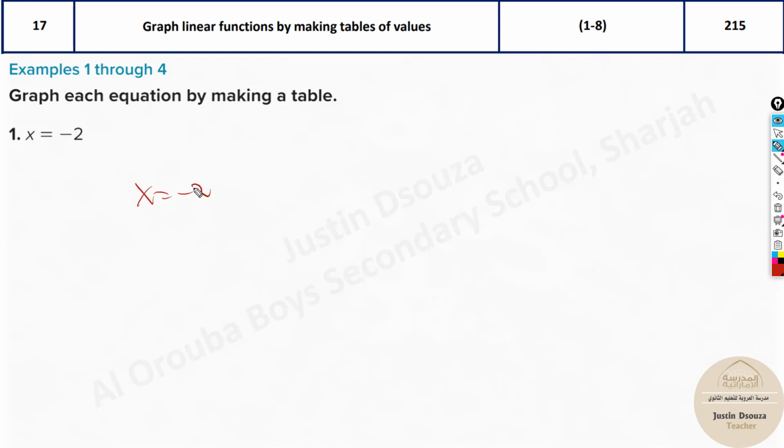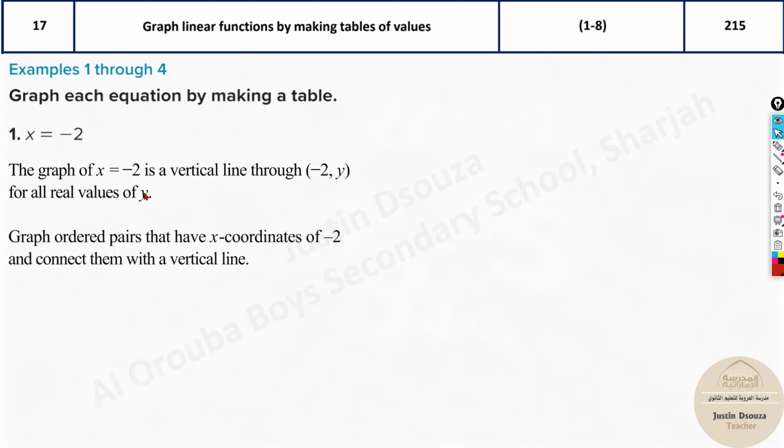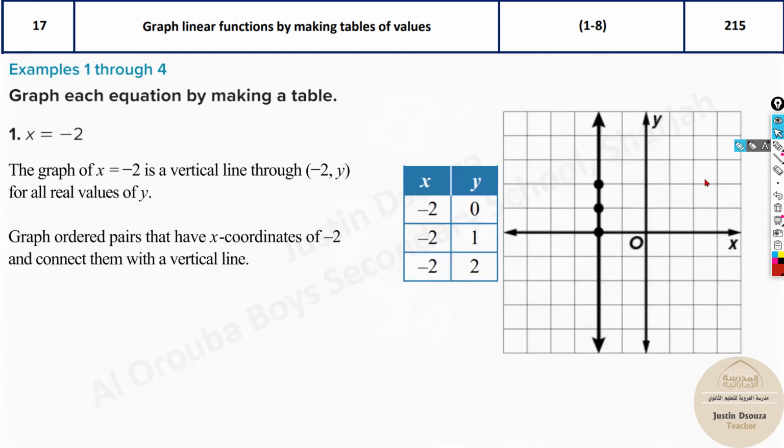So it doesn't matter what y value you assume: 0, 1, 2, 3, 4. Usually we assume x values, but here x is already specified. So it doesn't matter which y values you assume, the x remains constant. If I make a table, they have just made a small table, but anyways, x, y. You need to assume y only for such cases where x is already given, because x does not change. It's minus 2, minus 2, minus 2, minus 2.